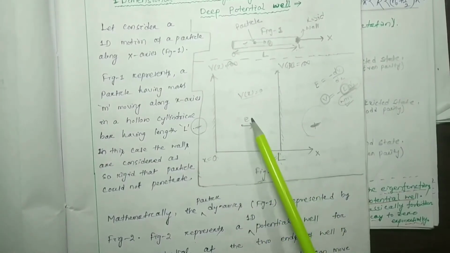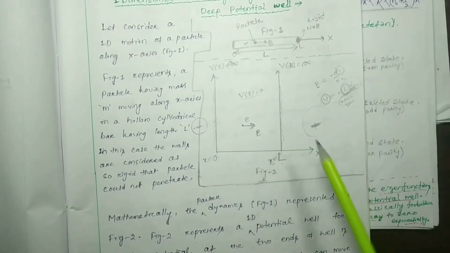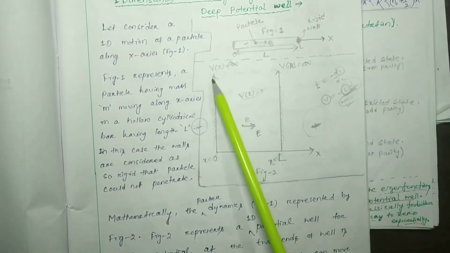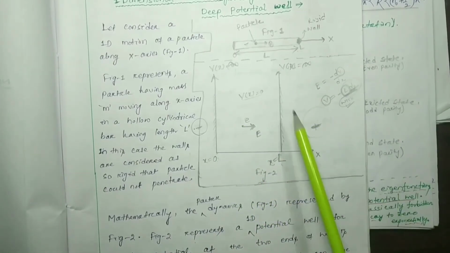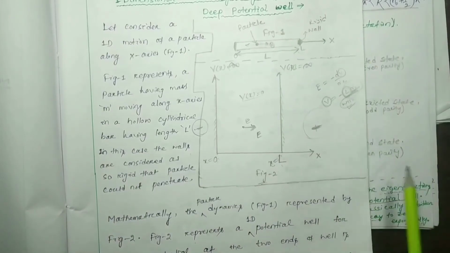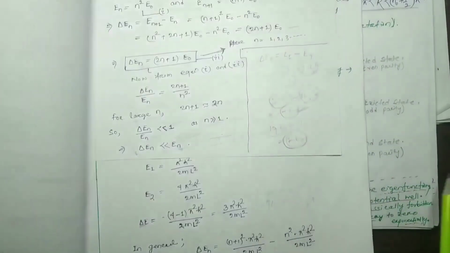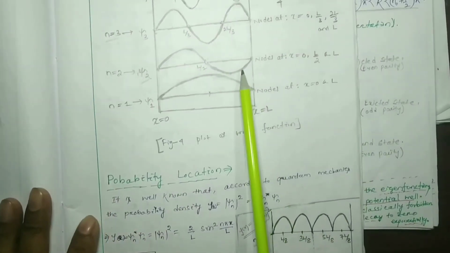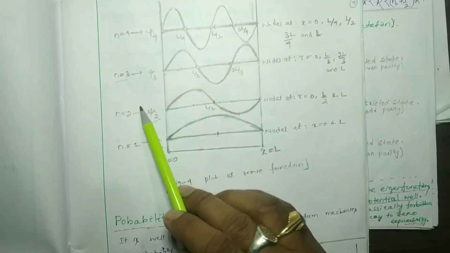So this is what we discussed at that time. This is the infinite deep potential well. That means there is no probability of finding the particle on this side and this side. This is because these two walls are infinitely potential, infinitely restricted. So the wave function for this case we found like this. It means there is no probability of finding the particle on this side and this side.